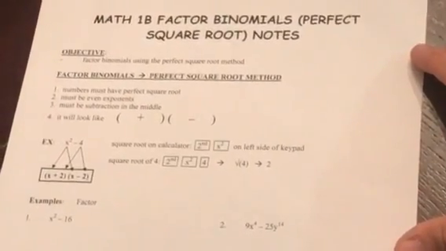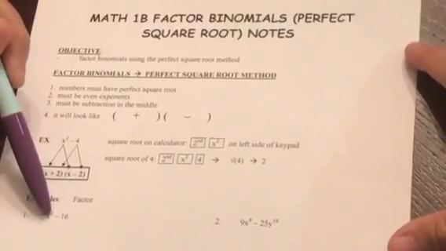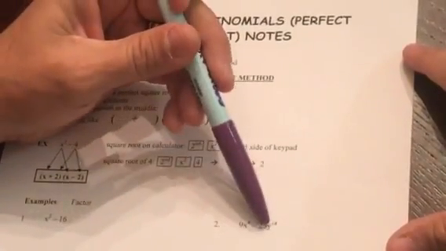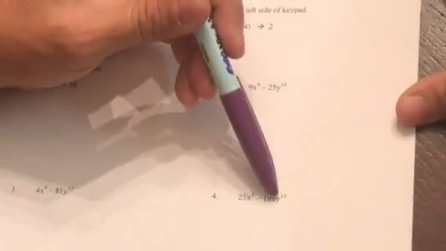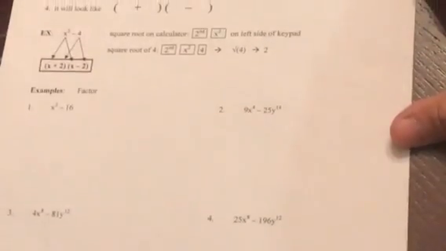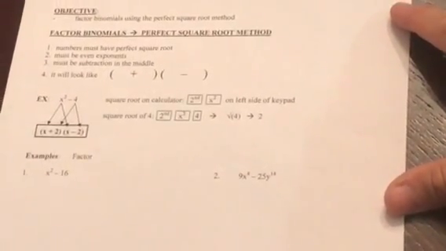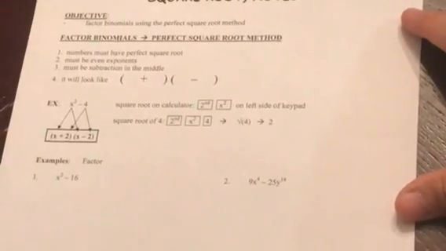Let's notice the 4 examples at the bottom. Each one has 2 parts. This technique only works when it is a binomial with 2 parts. A few other things must happen.